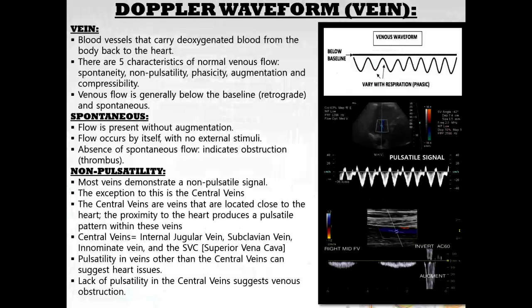Veins. Veins have 5 characteristics to them on ultrasound, and veins are the vessels that carry the deoxygenated blood from all over the body. They collect it and then bring it back to the heart. The 5 characteristics are spontaneity, non-pulsatility, phasicity, augmentation, and compressibility. Generally, venous flow is below the baseline, retrograde flow, and it's spontaneous.